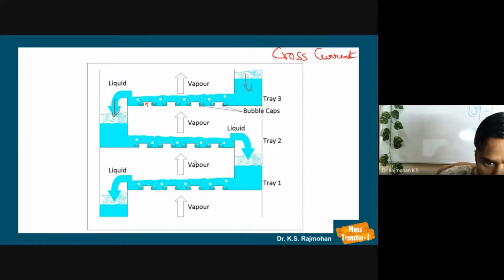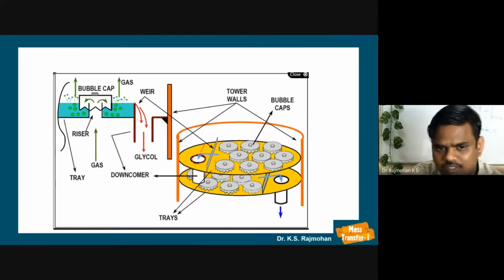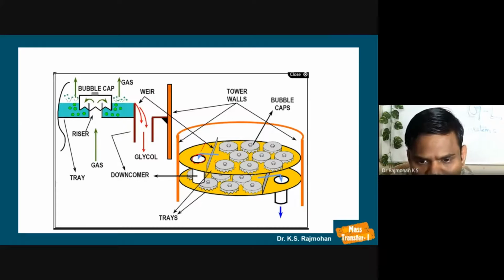So I have explained this insufficiently. These are some of the images which will give you a better picture of what a bubble cap is and how the design is done. Downcomer holes are there, you can see. In this downcomer it is not completely an opening, right? Only a small hole is there in the downcomer, which helps so that gas does not escape through this. Gas will not escape through this one. So this is a better design.